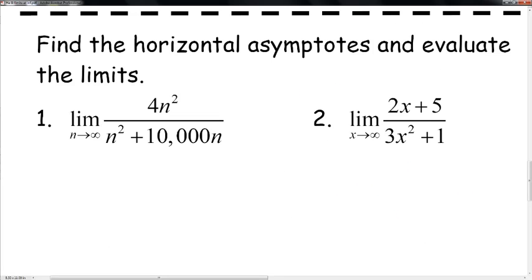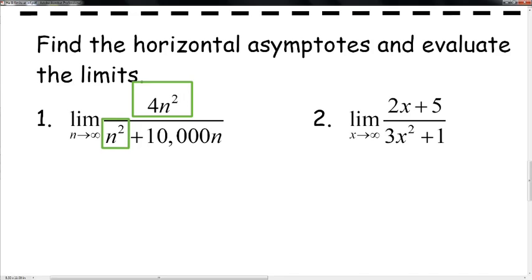So for the following, we're going to find the horizontal asymptotes and evaluate the given limit. So let's look at number 1. If you notice, number 1 has 2 quadratics. I have a quadratic over a quadratic. And notice that the degrees are the same.